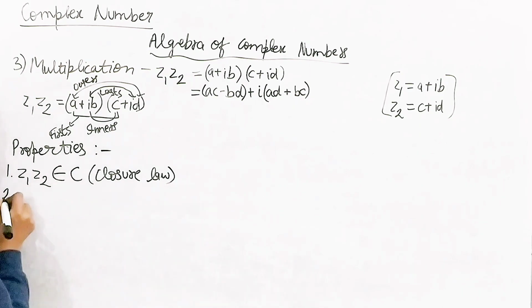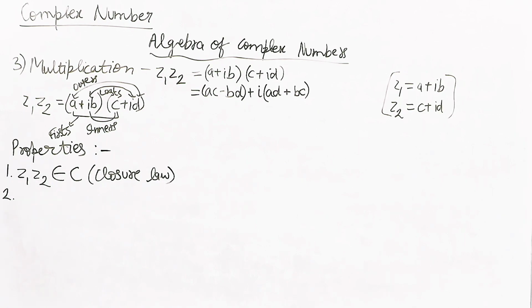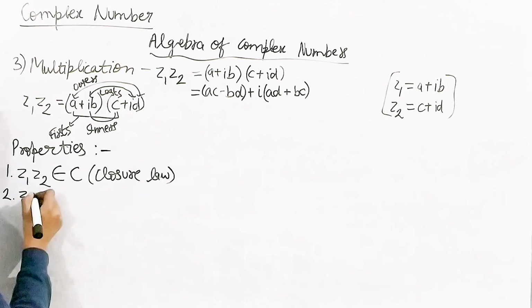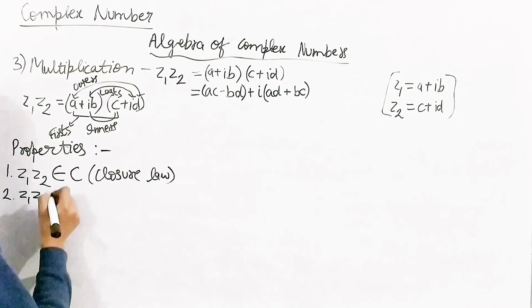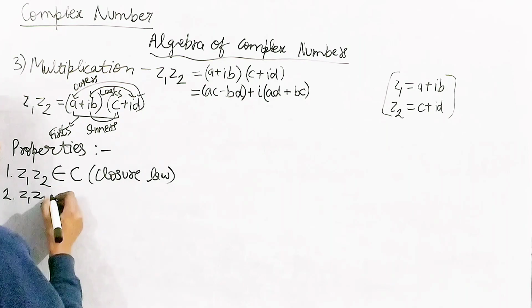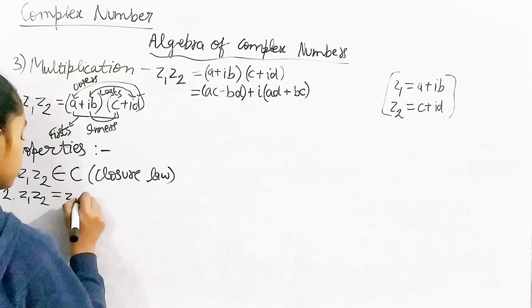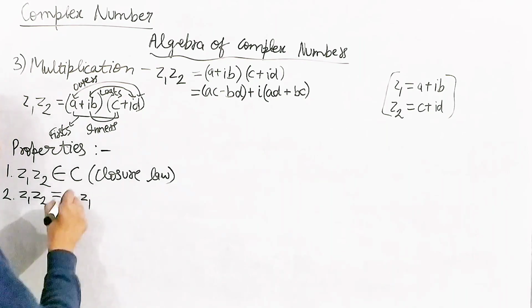Okay, so the second property is related to the commutative property. Oh, it's actually not a property, it's a law. Yeah, it comes with the properties actually. So it's a law. So what does it say? It says that Z1 into Z2 is equal to Z2 into Z1. So it doesn't matter what the order is.